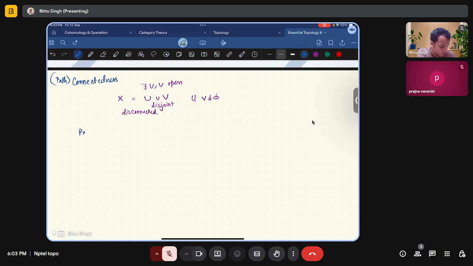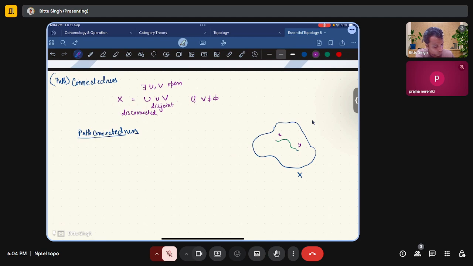Now, what is path connectedness? Let me draw. Suppose this is a topological space X, and if we choose any two points, small x and small y, there exists some path which connects them. Then the space is said to be path connected. This is true for all x, y belonging to X. That is, we can join those two points via a path.